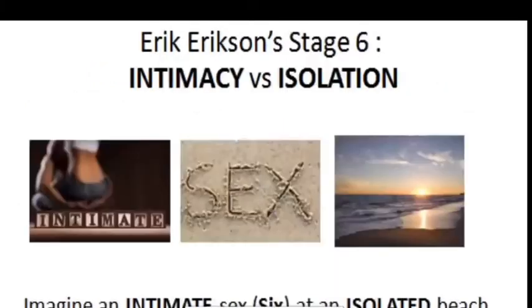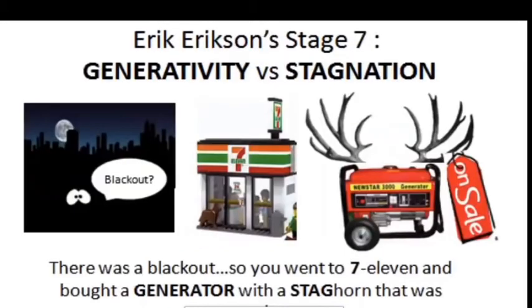Now, next one, stage 6 is intimacy versus isolation. Here, our mnemonic would be, imagine an intimate sex at an isolated beach. Okay, intimate sex at an isolated beach. That means stage 6 is intimacy versus isolation. Now, stage 7 would be generativity versus stagnation. Your mnemonic is, there was a blackout, and so I went to 7-Eleven to buy a generator with a stag. Okay, to buy a generator with a stag. So that means stage 7, generativity versus stagnation.